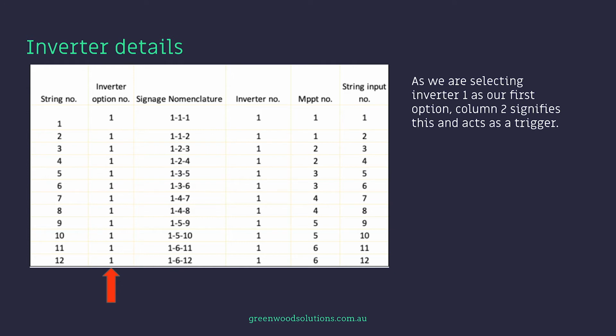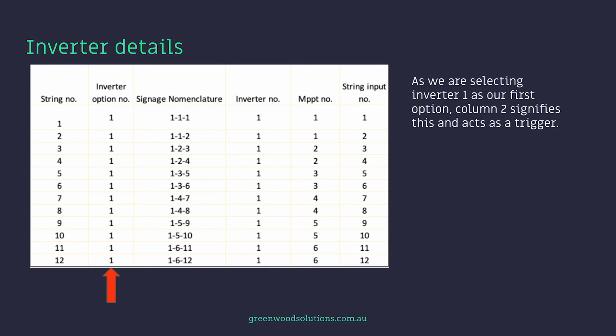Here's the inverter details, and if you're looking, it's from column 1 all the way across. You've got string number, inverter option number, the signage nomenclature, in other words, the signage that goes on the DC isolators connected to the various strings, inverter number, maximum power point number, and the string number.